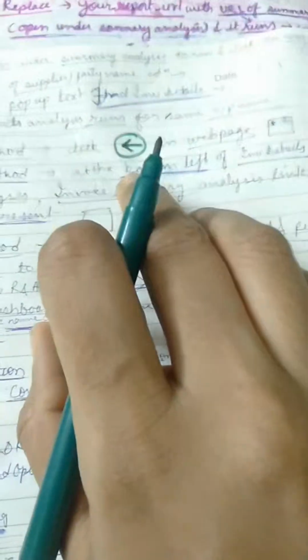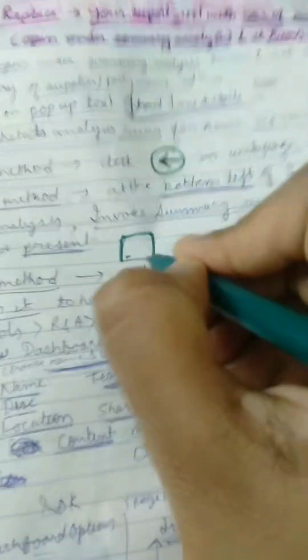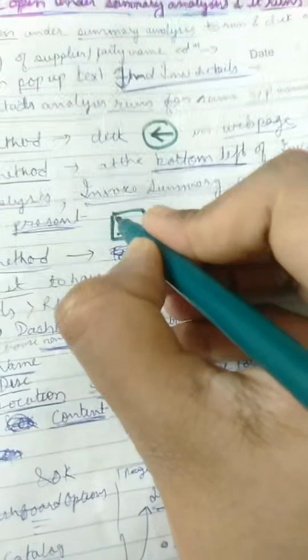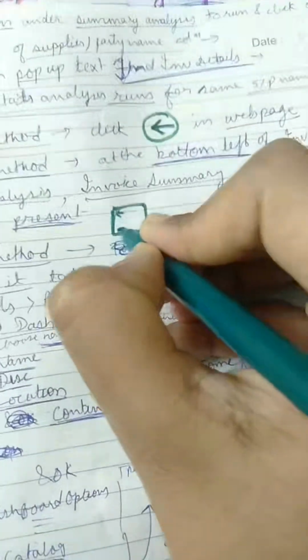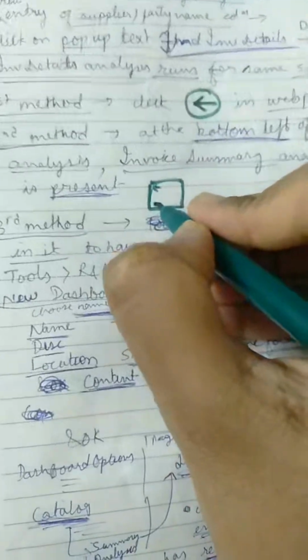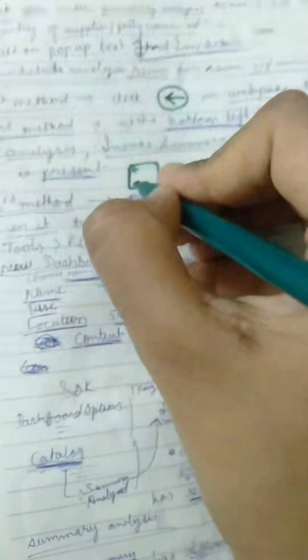Second method is on the bottom left of the invoice detail analysis. The invoice summary analysis link is also present. So if you have something like this, my invoice detail report, you have a back button here. First you can click on that. The summary analysis link is also present at the bottom left of my invoice detail. So you can click on this analysis link as well.